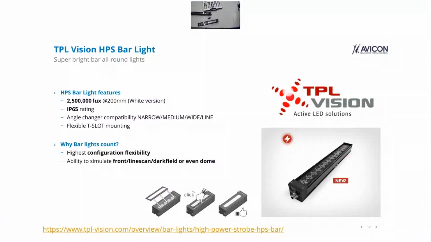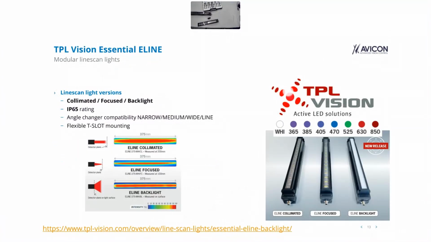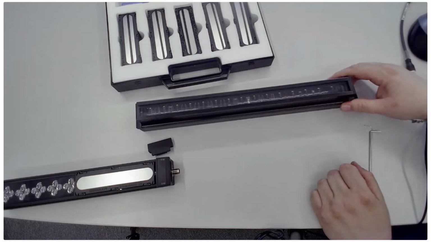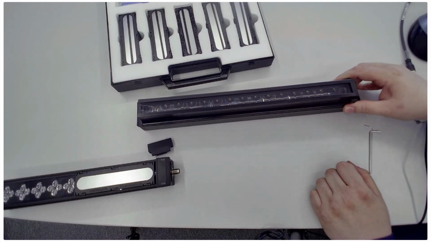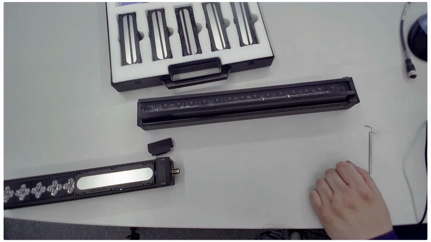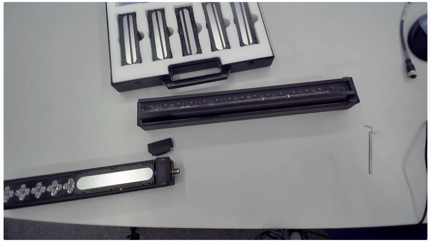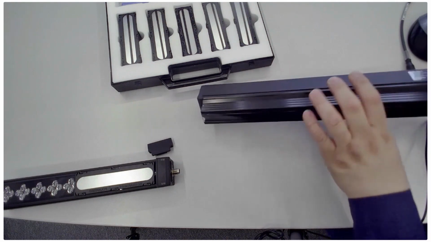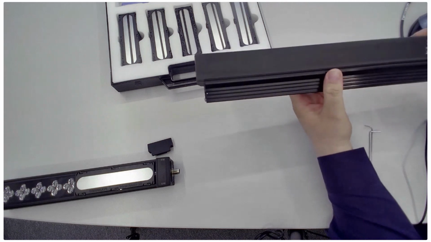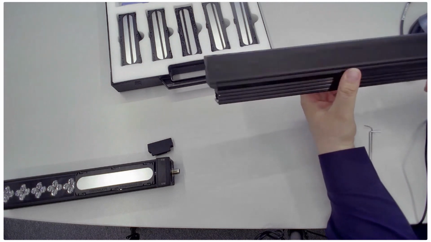Next up is TPL Vision Essential line. Essential line basically is the response for the need on line scan applications with the line scan cameras. So again, I mentioned the line scan. So here we have the light that fulfills the line scan illumination.